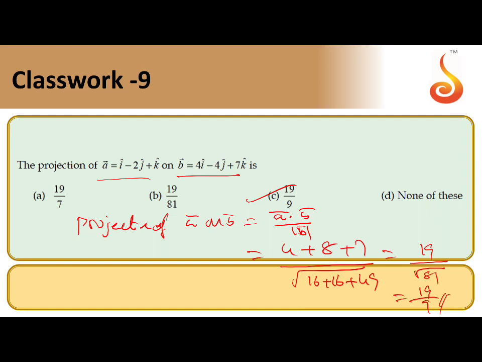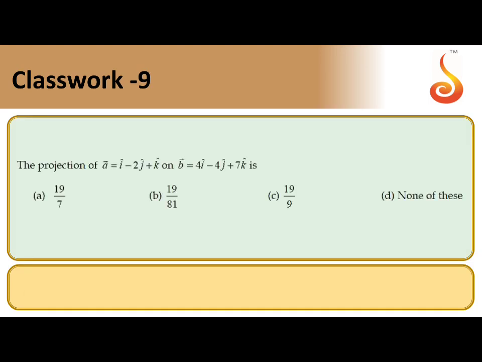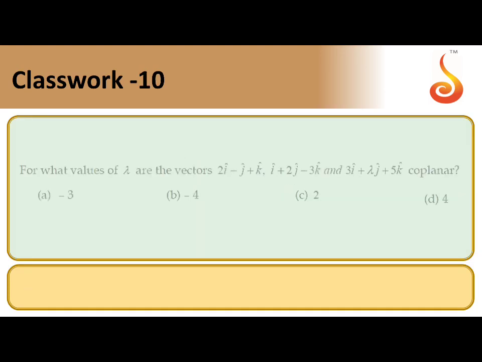Clear this one? The projection of A bar on B bar is A dot B by modulus B. And A dot B means 1 into 4, 4, minus 2 into minus 4, plus 8, 1 into 7, 7, by root over magnitude of B: 4 square 16 plus 16 plus 49, added, root 81. So answer is 19 by 9. Clear this one? Next, check the answer. C is the right answer.